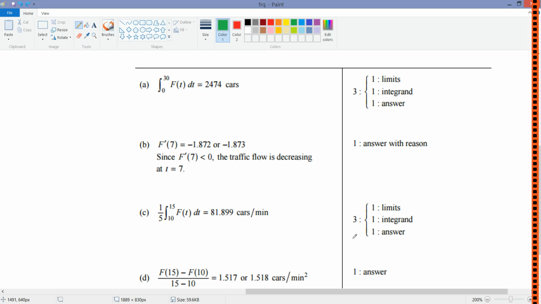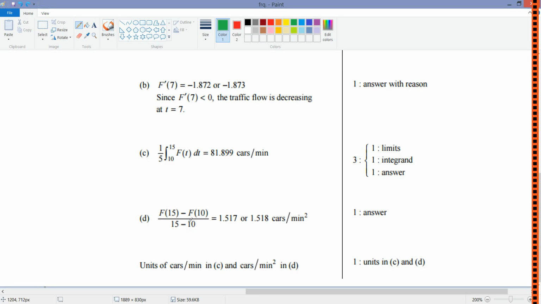Letter C, you can get 3 points possible: 1 point for the limits once more, 10 to 15, 1 point for the correct integrand, which is 1/5 times the integral from 10 to 15 of f(t) dt, and 1 point for the answer, which is 81.899 cars per minute. Letter D, you just need to get the right answer, which is 1.518 cars per minute squared. And for both C and D, the units of measure are worth 1 point. So if you didn't have that, you missed 1 point from the whole problem.